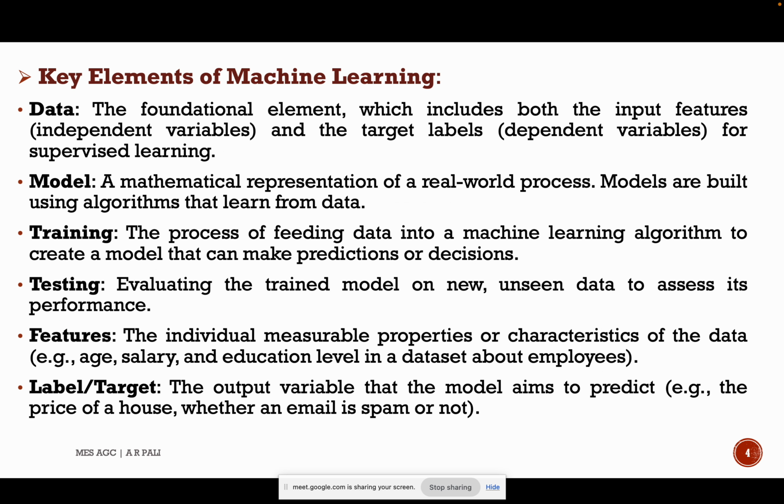Then let us see the key elements of machine learning. First is definitely you need data. Data, the foundational element which includes both the input features, independent variables, and the target labels, which are dependent variables for supervised learning.